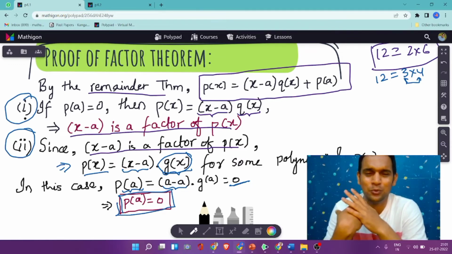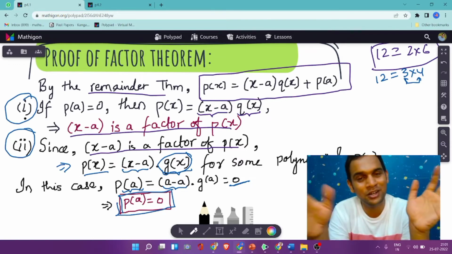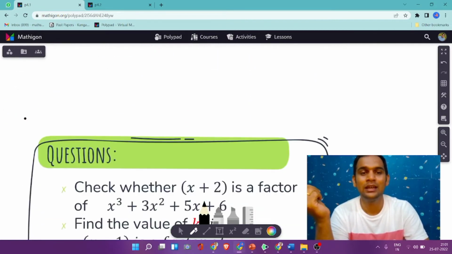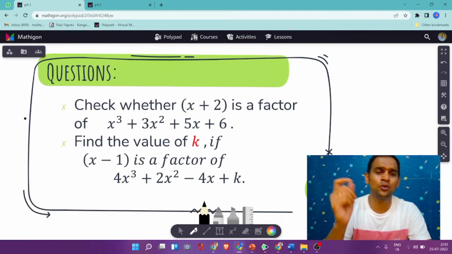That is what we do in a proof, right? Whatever we have already known, we just try to implement that. Yes, so that is what is done in proof. Let's go for a few questions.